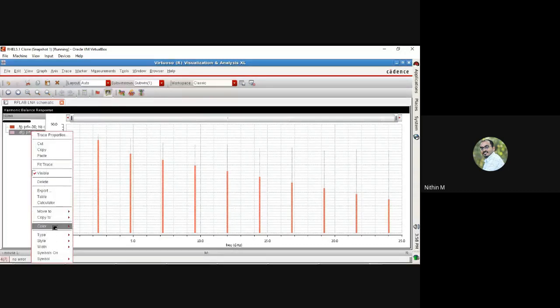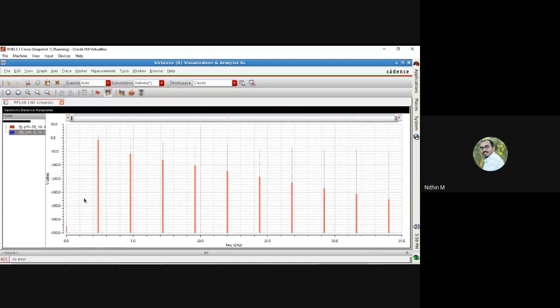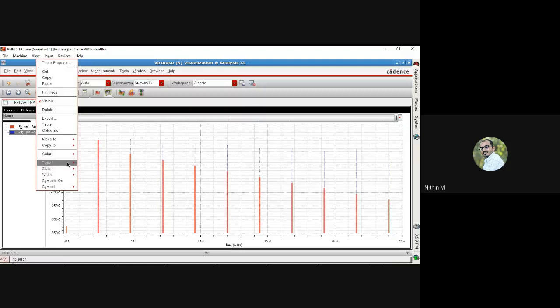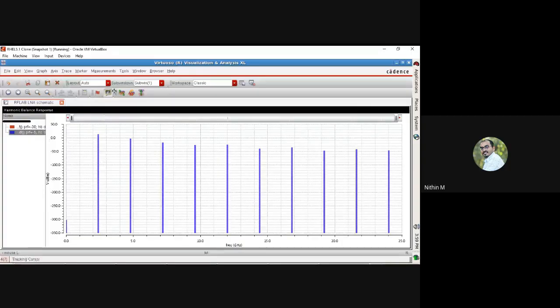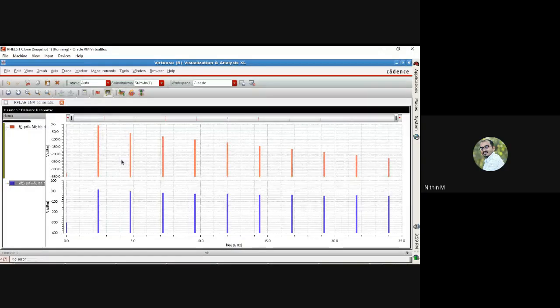So I'll just change the color of this maybe to blue, and I'll just split this into two graphs. Right. Now, again at minus 5 also you are getting components. All the 10 harmonics are presented.